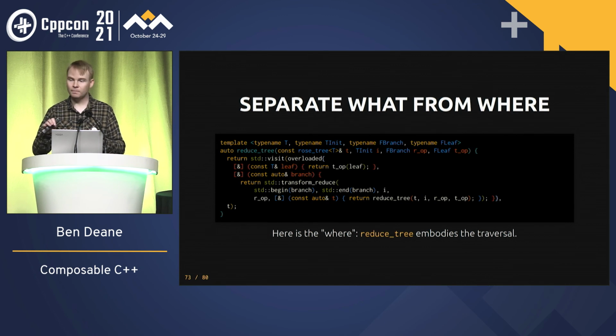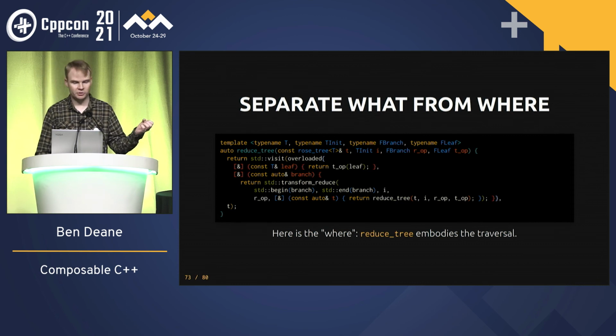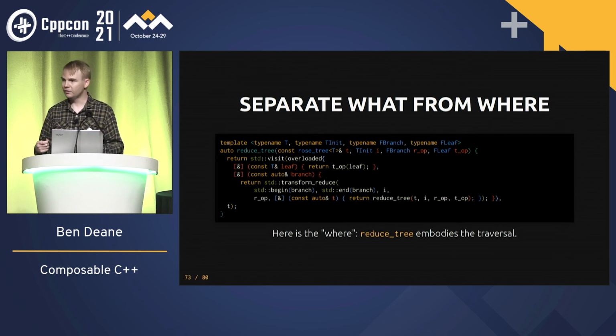But we pass in, just like in transform reduce, we would pass in the transform operation, which here is the leaf operation, and we'd pass in the reduce operation, which here is the sort of branch operation. Now, this function embodies the traversal of the tree without encoding the what we're doing to each locus on the tree.